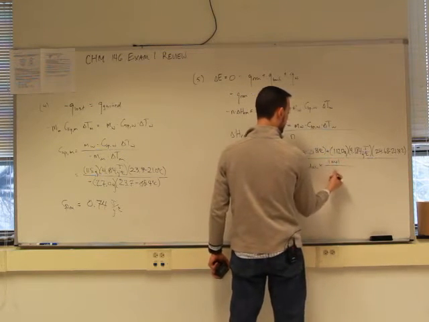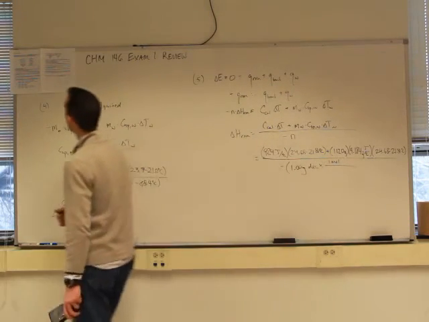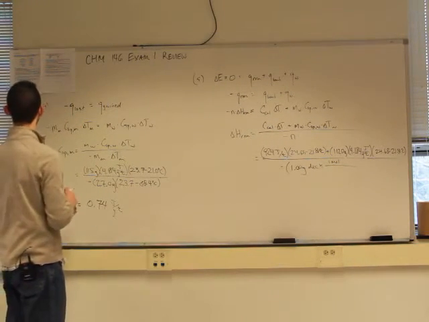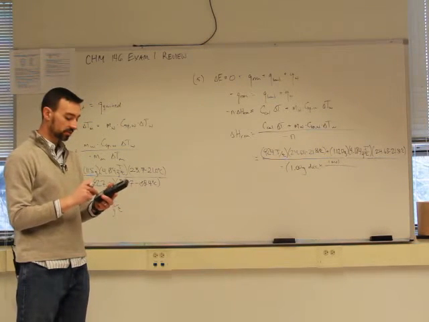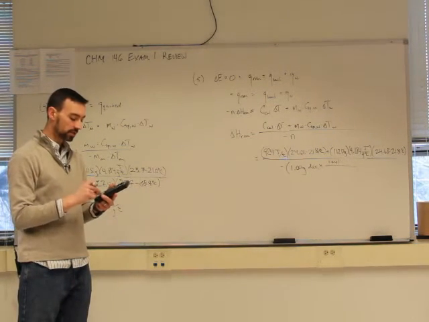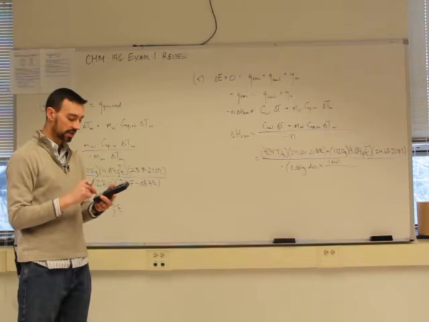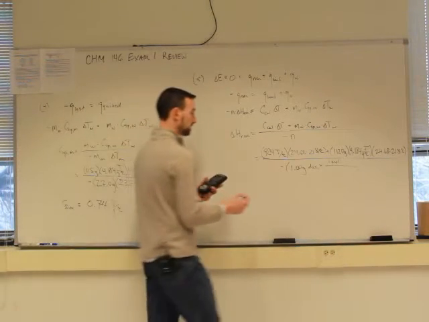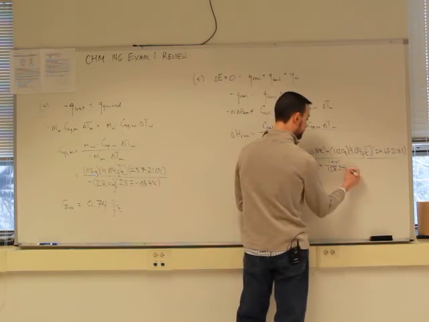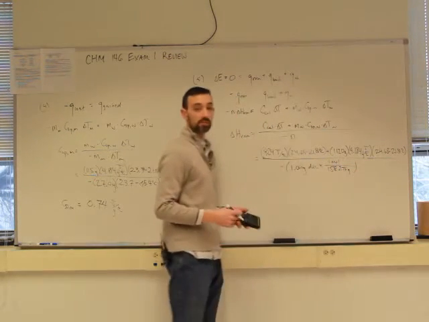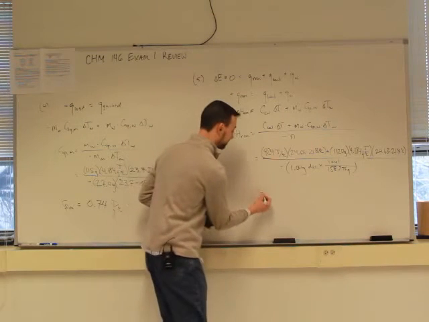So now I need moles, so I'll take my 1 gram of decanol times its molar mass. So 1 mole of decanol, the formula for decanol is C10H22O. So 10 times the molar mass of carbon plus 22 times the molar mass of hydrogen plus 1 oxygen is 158.276 grams. It's going to be a very small number of moles that we have there.